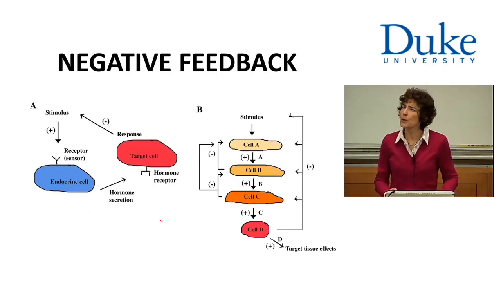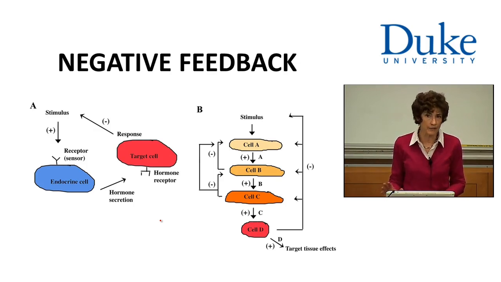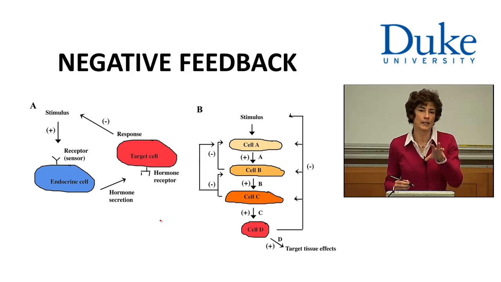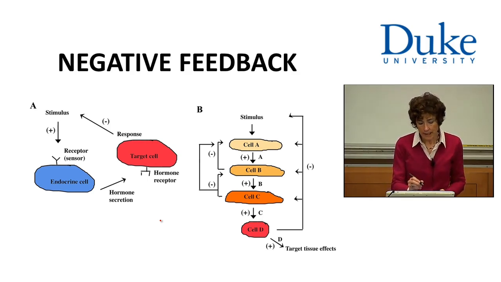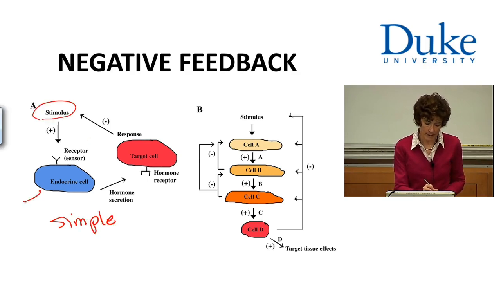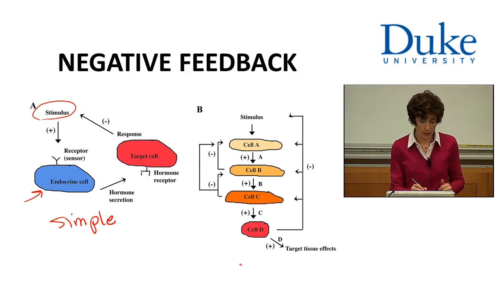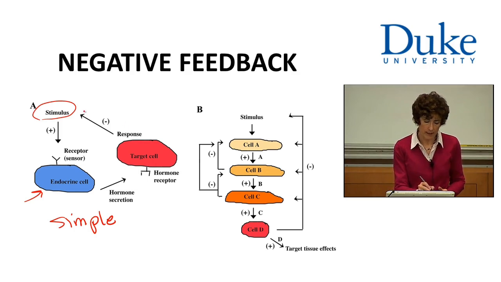All right, so most of the reflex loops that we're going to be talking about throughout this course are going to be these negative feedback loops, or feedback loops which remove the initiating stimulus. The negative feedback loops can be simple, and that's what's diagrammed here, where the stimulus is received by, for instance, an endocrine cell. That endocrine cell secretes a hormone or a chemical which works on the target cell and then removes the initiating stimulus.